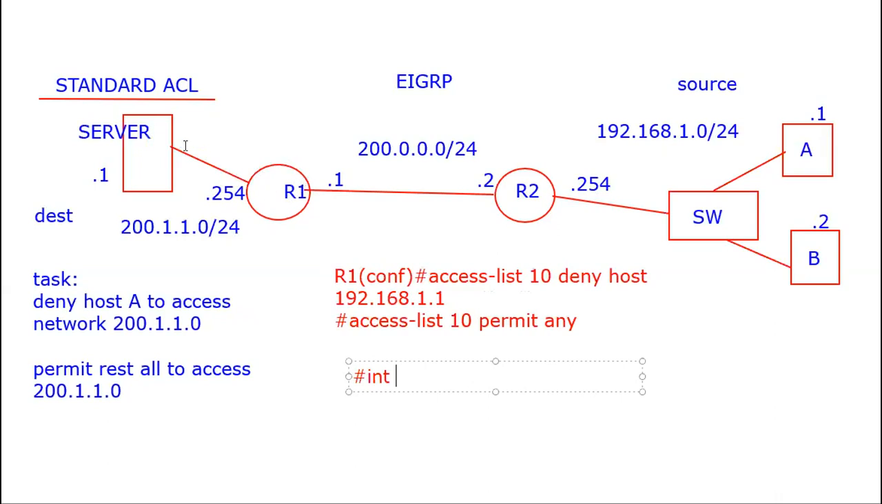Router 1's outgoing interface is close to the destination. So a standard ACL is applied close to the destination, and we will apply it here. Suppose this is FastEthernet 0/1 and this is FastEthernet 0/0. We will apply it on FastEthernet 0/1. Interface FastEthernet 0/1.